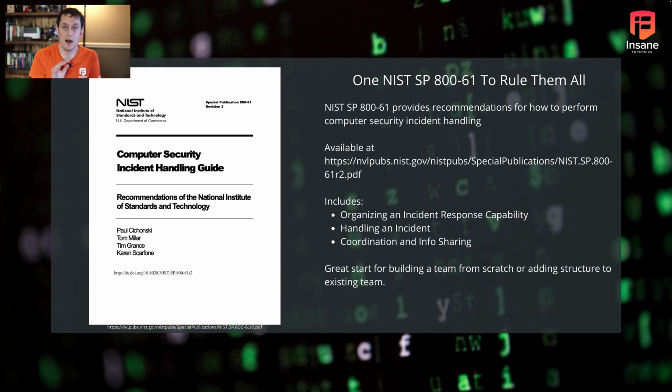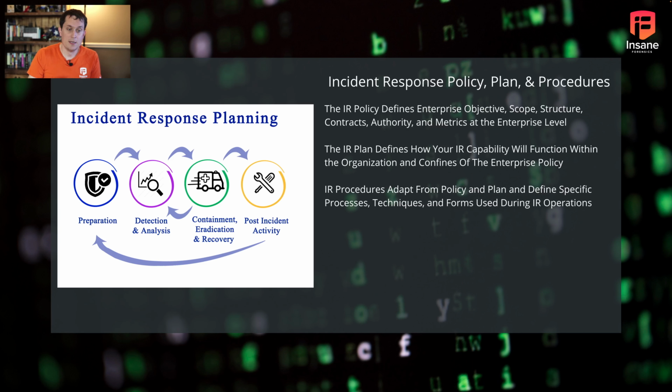So again, a review of the NIST publication we're going to use for this. NIST 800-61 is a really good place to start. It's a government publication through NIST that outlines things like how to organize incident response, how to handle incidents, and things like coordination and information sharing. It's a good starting place. You definitely need to tailor it to your specific organization, or the organization you're writing it for. But it provides a good initial starting place, so you don't have to start from scratch defining your own. So today, like I said, we're going to follow the policy side.